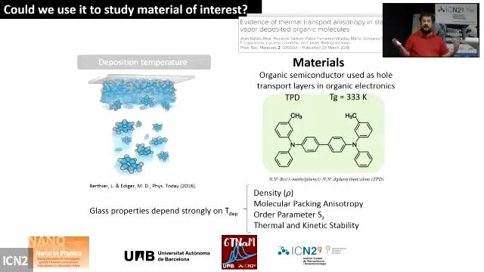In our group, a large part of the group is working on ultra-stable glasses, and this is one of the materials they were studying at the moment. Depending on the deposition temperature, these materials grow with different densities and different molecular packing. They can play with anisotropy and with the thermal and kinetic stability. That is the main point of ultra-stable glasses.